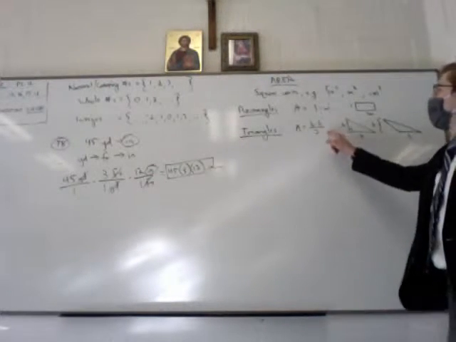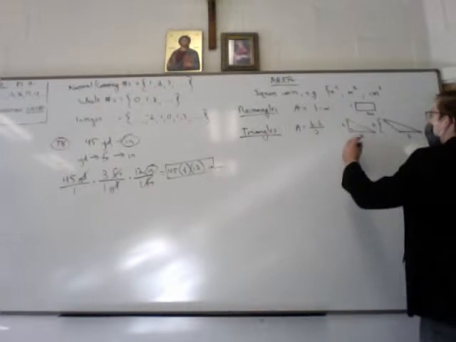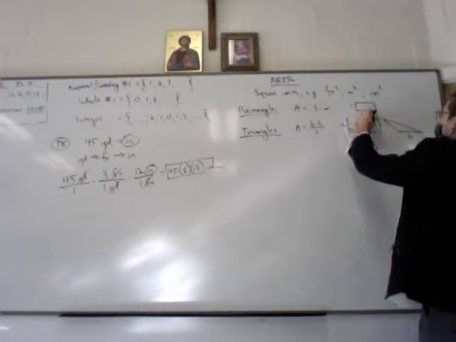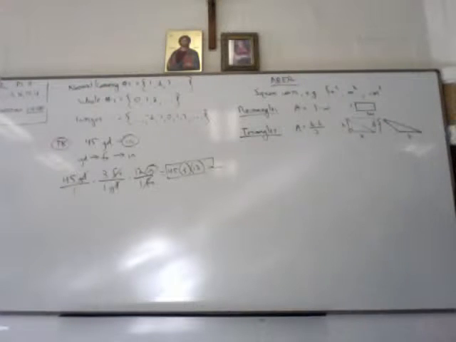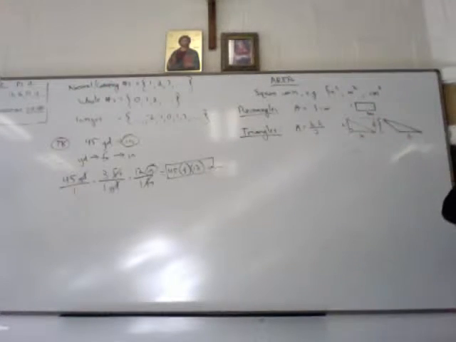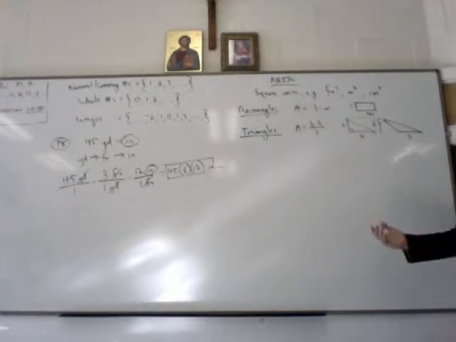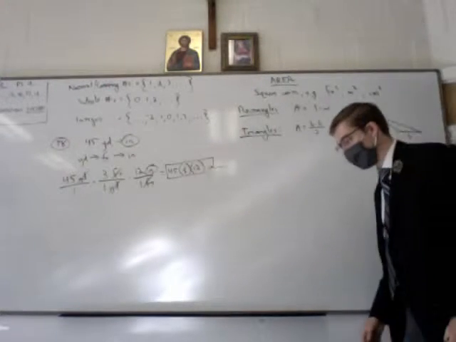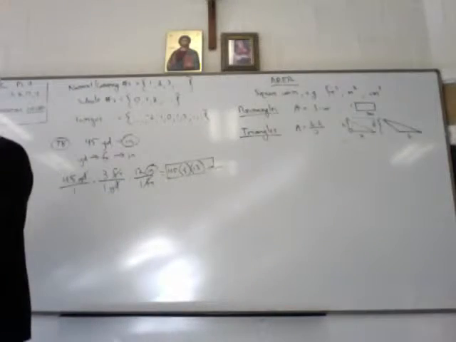The reason why it's base times height over 2 is because we can think of a triangle as, oh look, half of a rectangle. You take a triangle, you duplicate it, you put them together, you've got a rectangle or a parallelogram. But we'll see about parallelograms in a minute. So a triangle is base times height over 2.